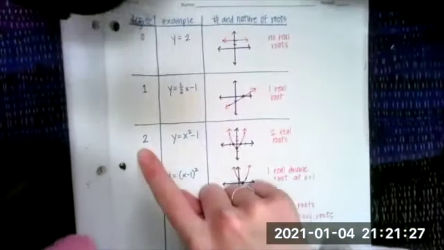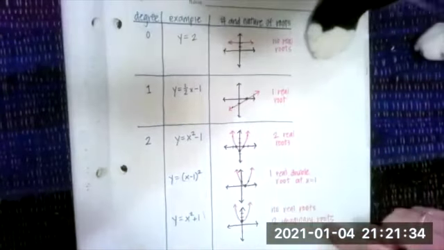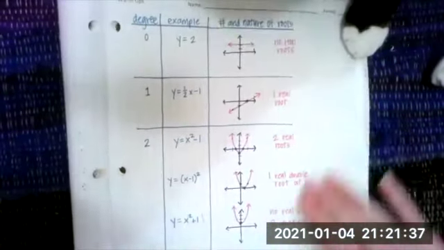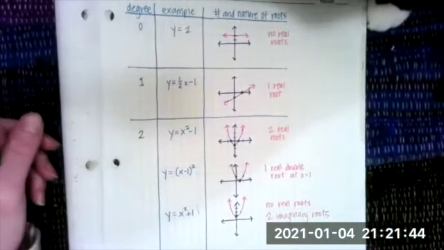Degree 2 polynomials can have 2 real roots. Sometimes they have 1 double root. Sometimes they have 2 imaginary roots, but in any event, quadratic functions have 2 roots no matter what. Can you guess where we're headed next?